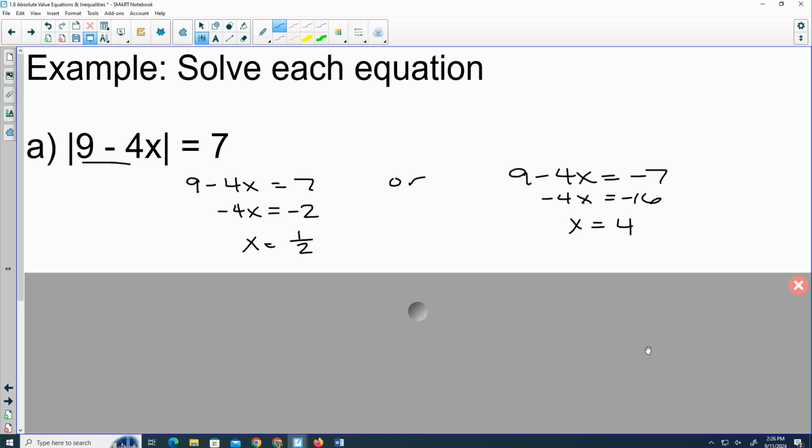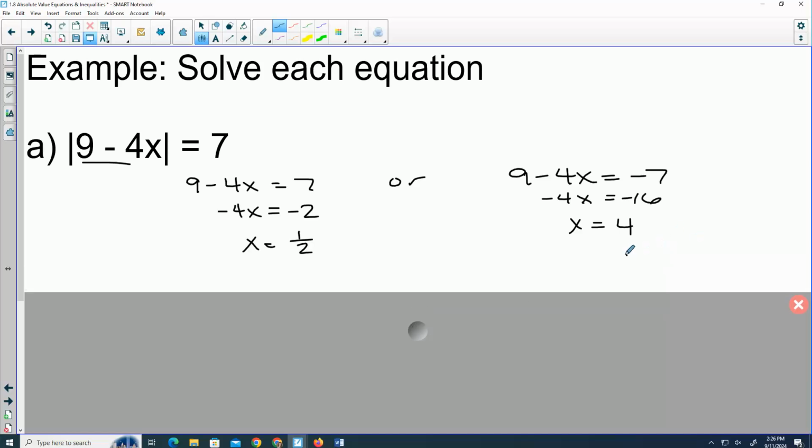Can we check both of those? Yeah, if you plug them in, 4 times 1/2 would be 2, 9 minus 2 is 7. And then 4 times 4 is 16, 9 minus 16 is negative 7, absolute value is positive 7. So if it's just an equation, you are getting those two answers, positive 1/2 and positive 4.